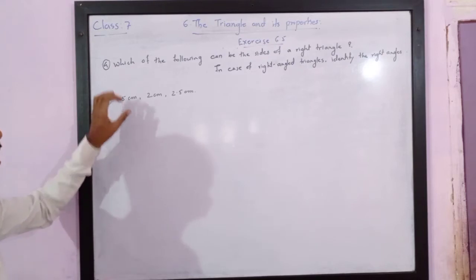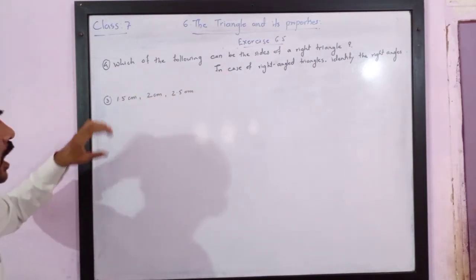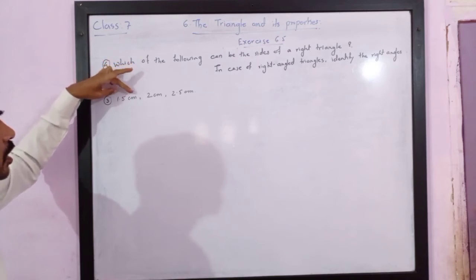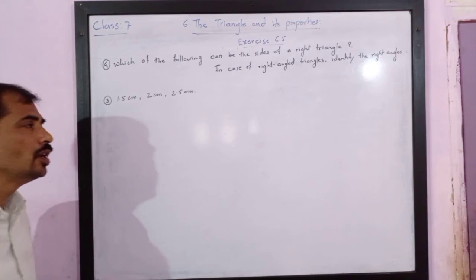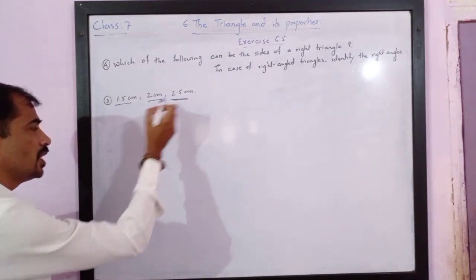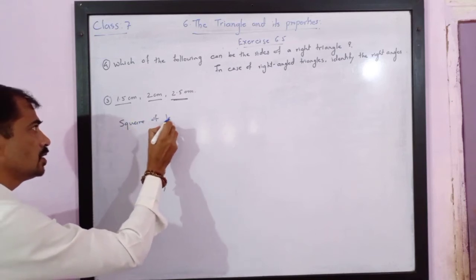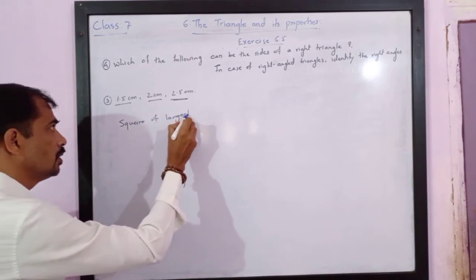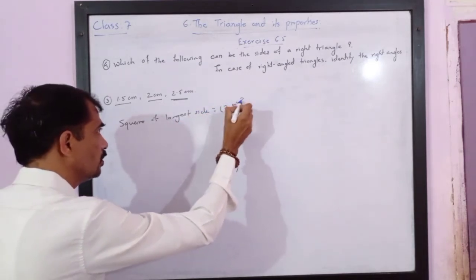Dear friends, the third question in the same question is, which of the following can be the sides of a right triangle? In the third question we have 1.5 centimeter, 2 centimeter and 2.5 centimeter. Let us check whether it is possible. Now the largest side among these is 2.5 centimeter. So the square of the largest side is equal to 2.5 square.